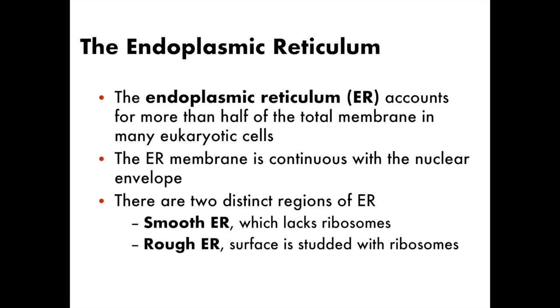Okay, so endoplasmic reticulum. What a mouthful. What does it mean? Endoplasmic means inside the cytoplasm, and reticulum means little net. It looks like a net under the microscope, which is how it gets its name. We're just going to call it ER from here on out because that's a lot easier to say. The ER makes up an awful lot of the membrane in eukaryotic cells, and it is continuous, attached to the nuclear envelope.